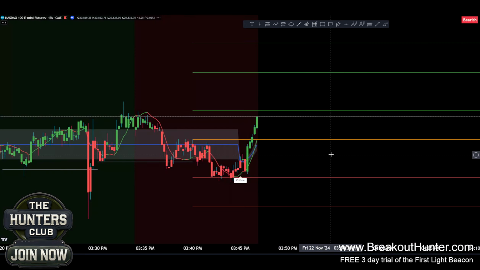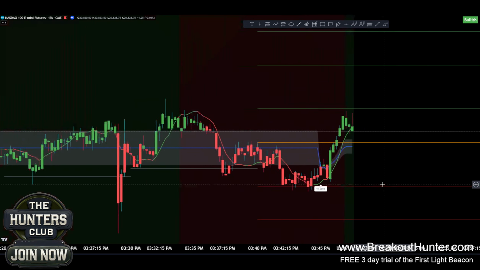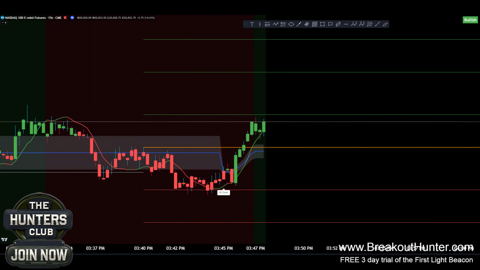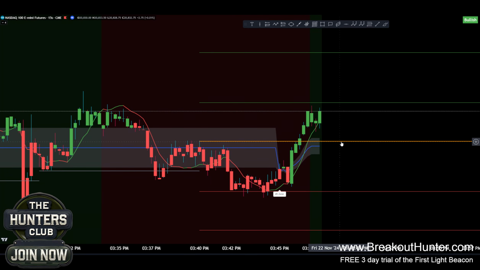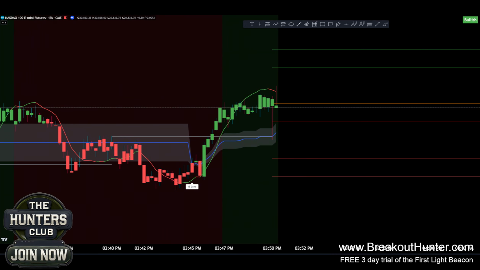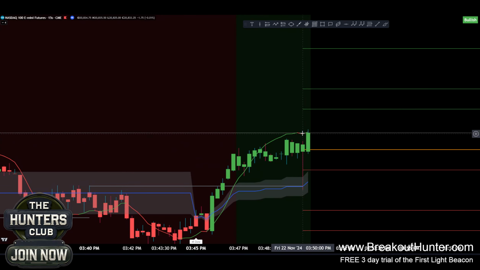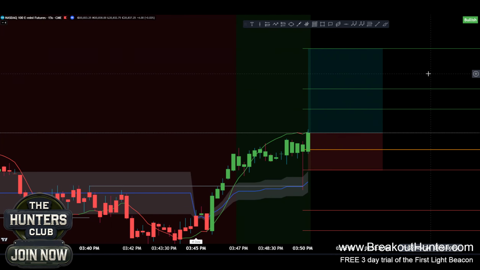So we're past our entry point on this one, right? Now it turns green, everything lines up. You could take this entry right here. There's nothing wrong with taking this entry. You might go through a little bit of drawdown. We are off of the first light beacon zone. We are above our gold line here. What I'm going to do is wait until a new zone presents itself. There you go. Look, we wicked the zone here. A new zone formed, and this is green, green. We're above our gold line here, and I'm going to go ahead and enter on that trade there.